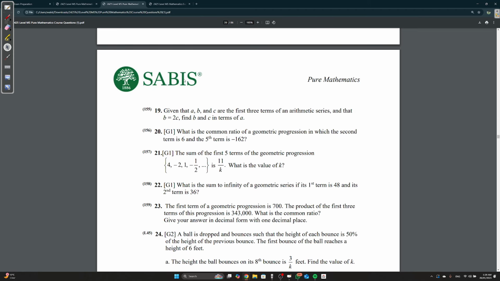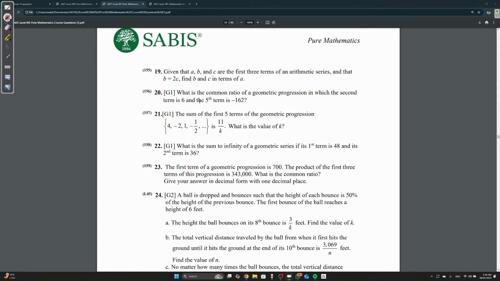Okay. What's the common ratio of a geometric progression where G2 is 6 and G5 is negative 162? Always when you want to find the common ratio of any geometric progression, G_n over G_m is equal to r to the power of n minus m. Use this rule. This is what I use.